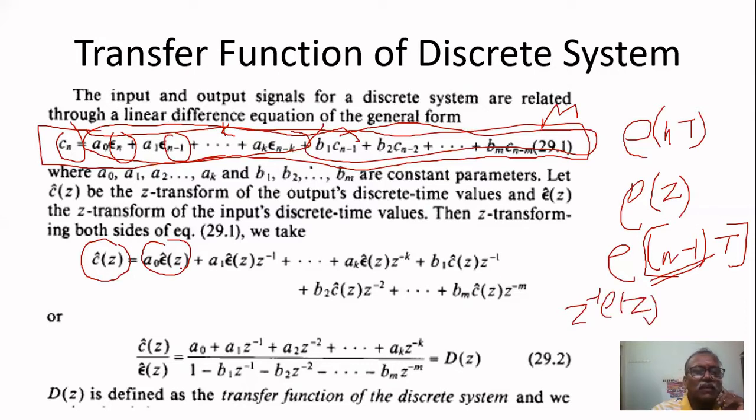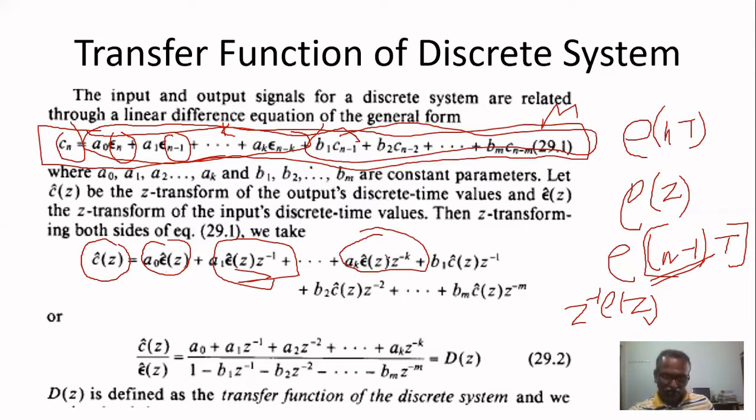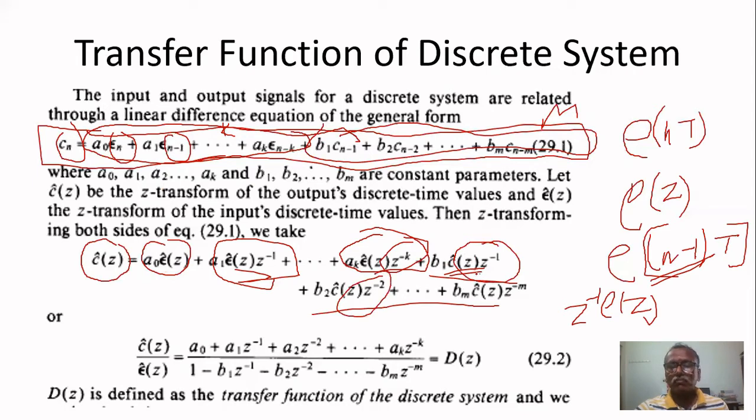So that is written here: Z power minus 1 E of Z. Here K is the sampling period delay. That's why A K E of Z power minus K. Similarly, for output also you are writing C of Z past values before 2 sampling periods, past values before m sampling periods. Like that, if you add all together, you can take E of Z, the input, outside. Here C of Z, the output, can be taken outside. Bring all C of Z to the left hand side, keeping E of Z on the right hand side. You can find the ratio C of Z by E of Z.